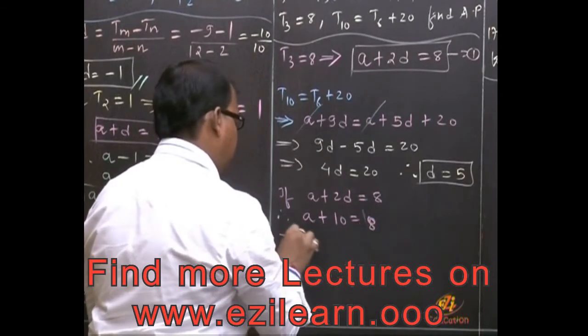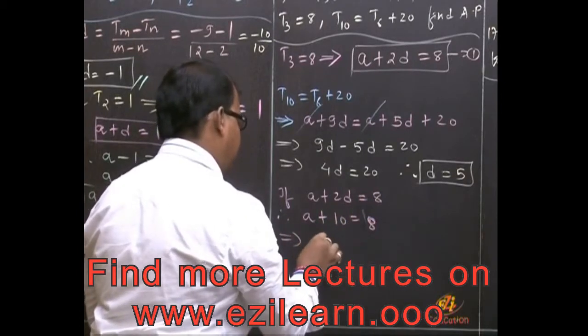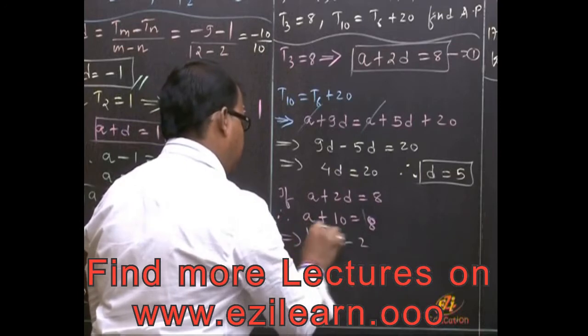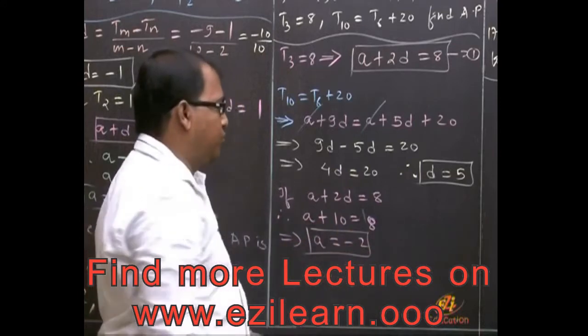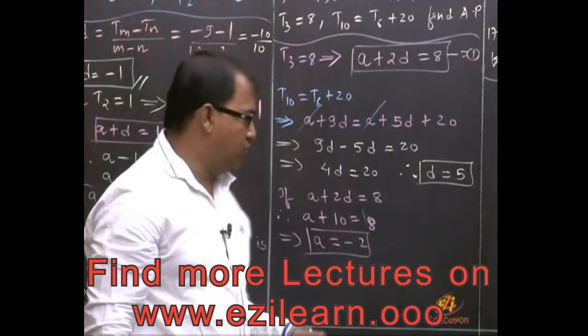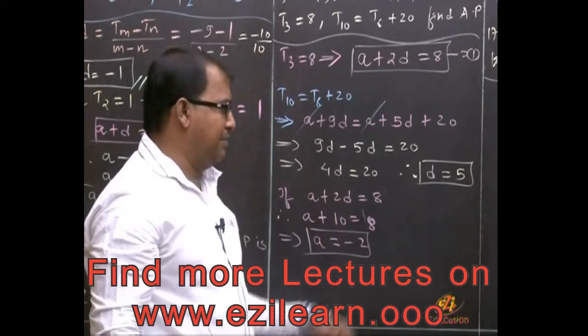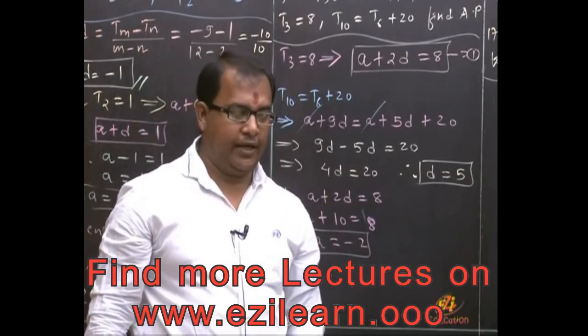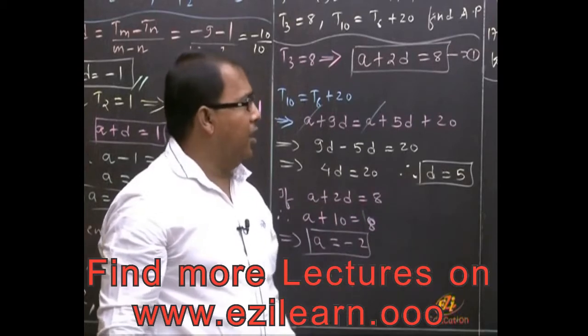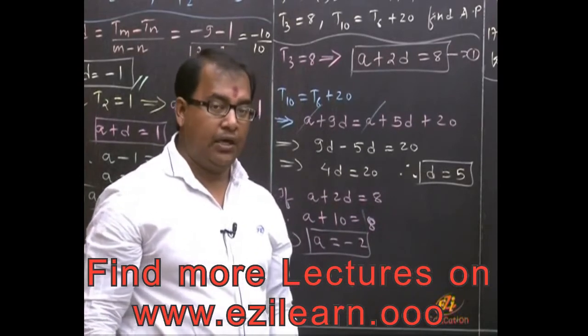8 minus 10 is minus 2. A is minus 2. 2 5s are 10. A is minus 2. Yes, friends. You have obtained A. You have obtained D. Now you are supposed to find the AP.